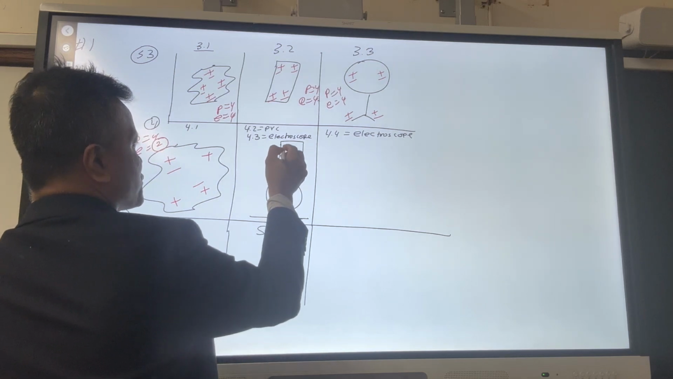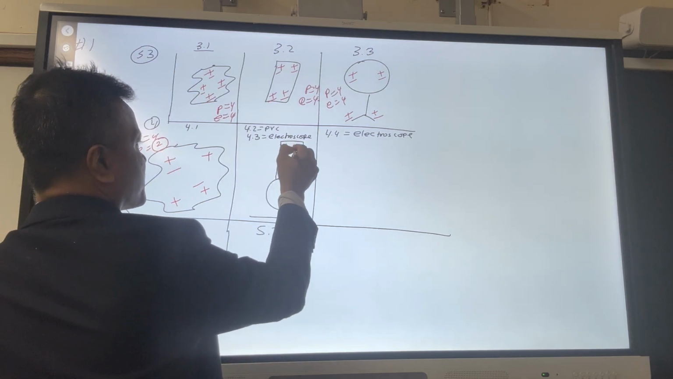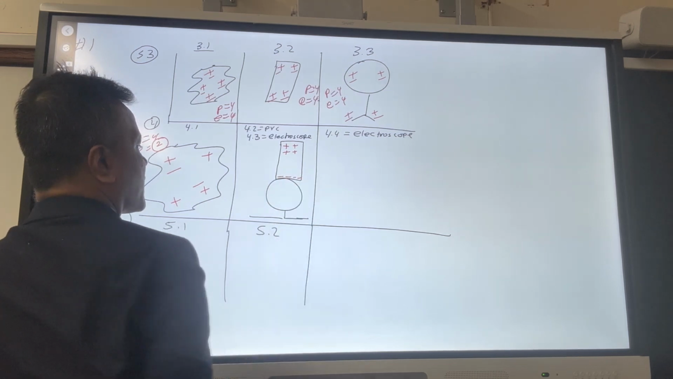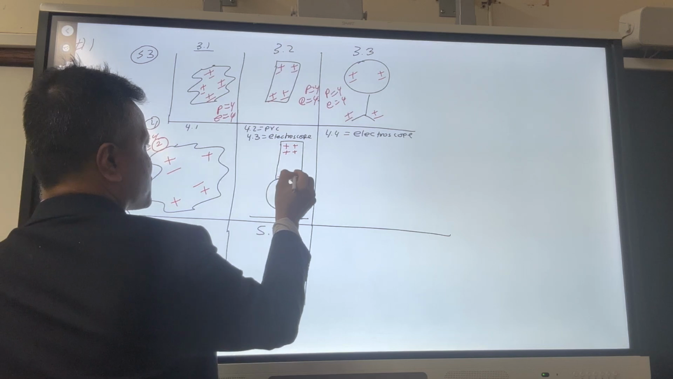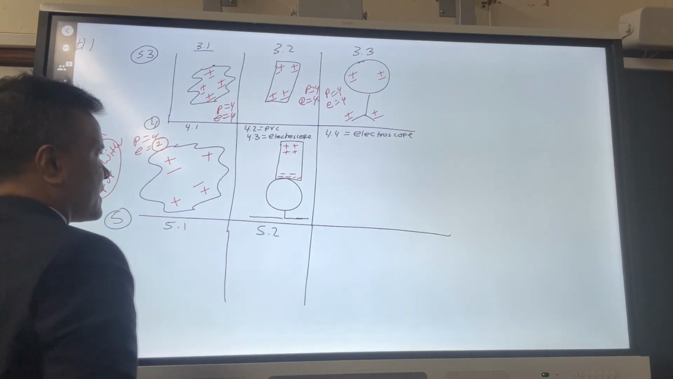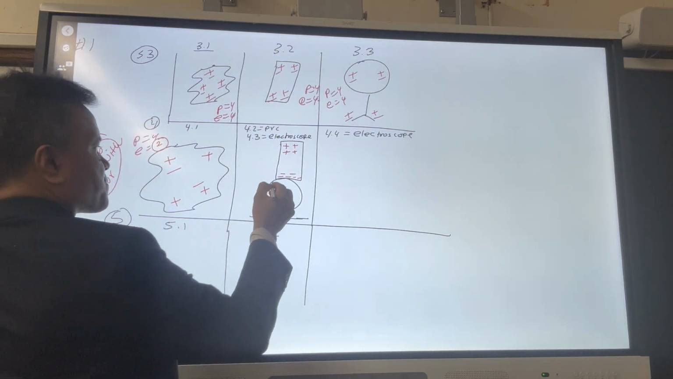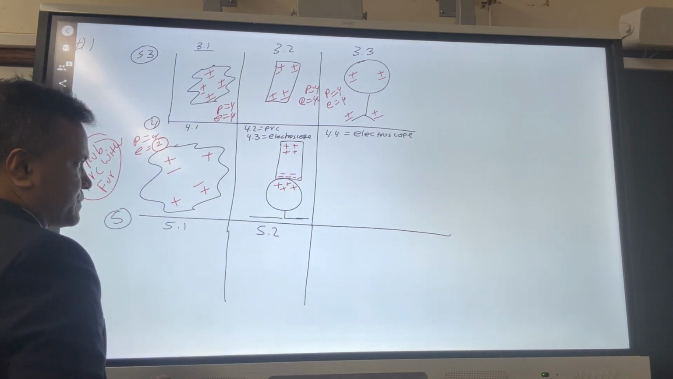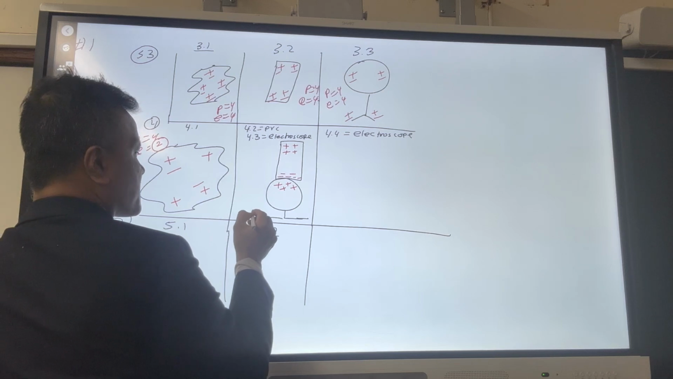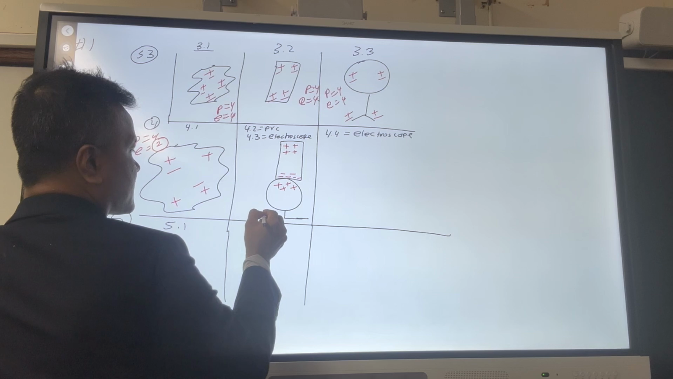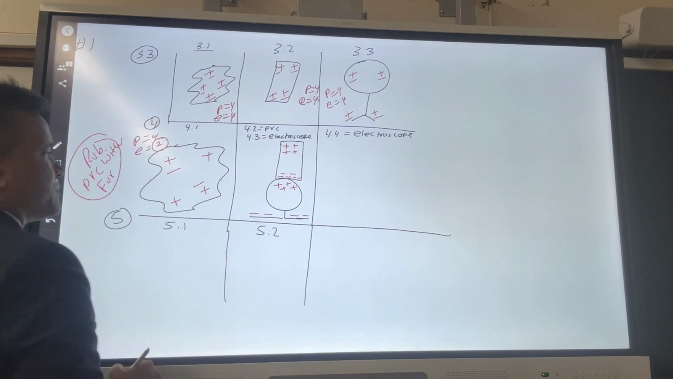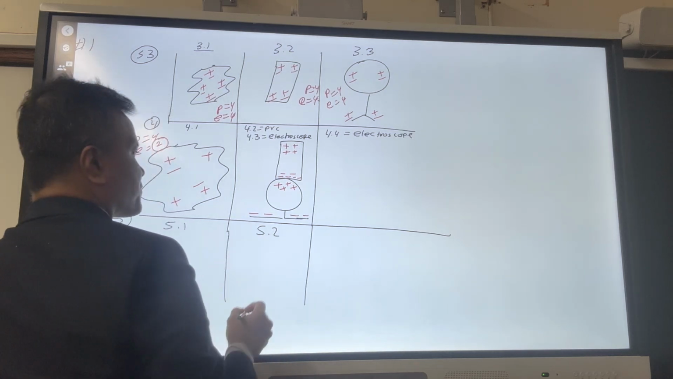So it used to have 4 proton, 4 electron. Now it has 2 more electron. This electron is going to attract the proton, and this electron is going to repel the electron over here. But there will be transfer of electron. How many? Let's say 2.